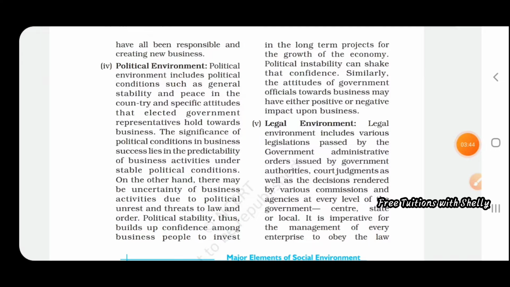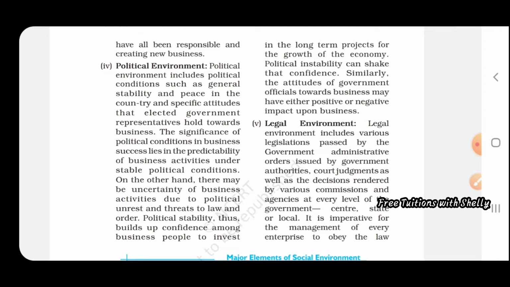Next is political environment. Political environment includes political conditions such as general stability, peace in the country, specific attitudes that elected government representatives hold towards business. So all political activities come under this, like the political condition, stability, how peaceful our country is, and what are the policies of the government. If it is elected, or is it a monarchy system, or such kinds of factors existing in a country will affect the performance of organization.